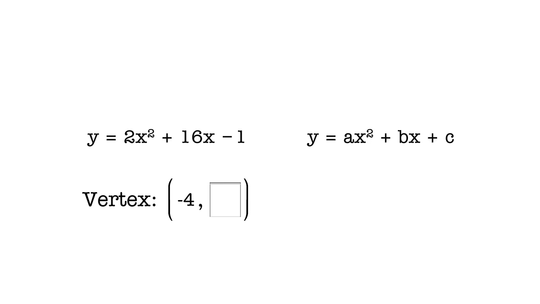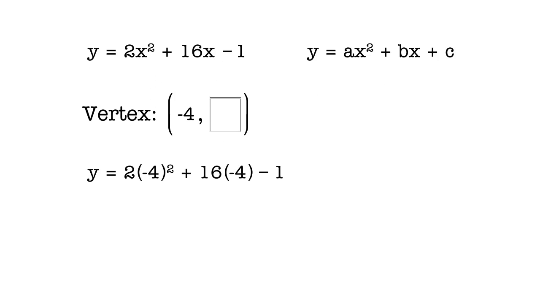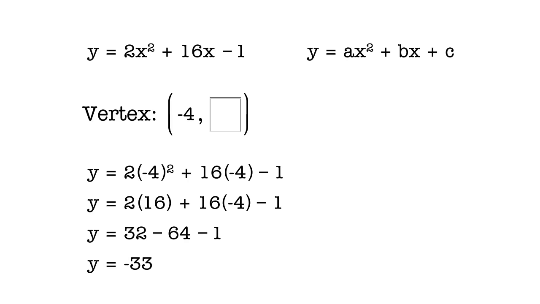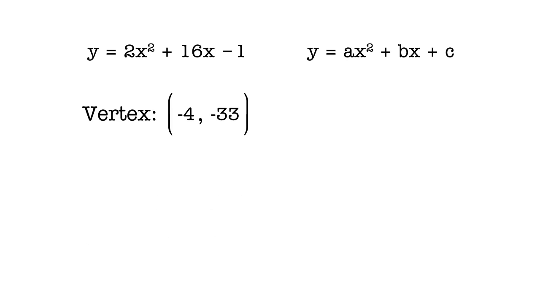Now, to compute the y value of our vertex, we simply replace the x's in our quadratic equation with the value -4, like this. When we simplify, we see that y equals -33. Thus, the y value of our vertex is -33. Combining these x and y values, we see that our vertex is the point -4, -33.